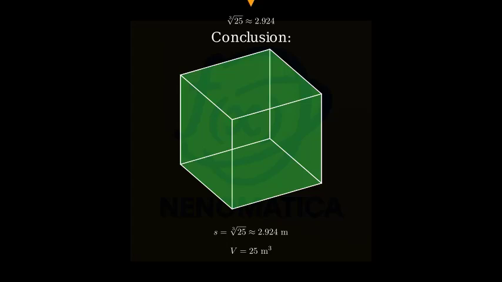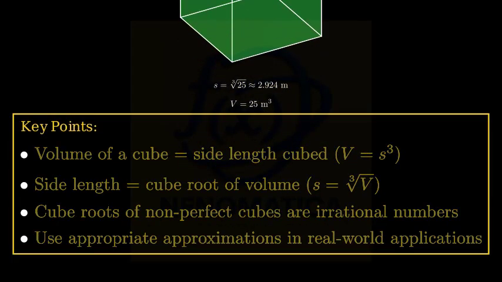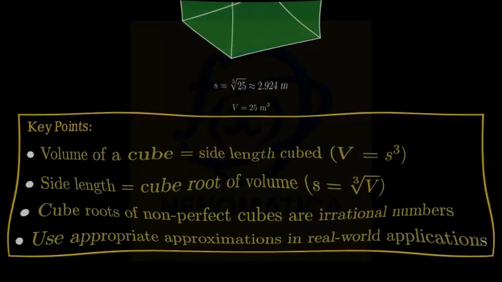This is a good example of how we can use the relationship between a cube's volume and its side length to solve practical problems. Remember these key points. First, the volume of a cube equals side length cubed. Second, to find the side length from the volume, you take the cube root of the volume. And third, when working with cube roots, sometimes the exact value is irrational, so we use approximations in practical applications.